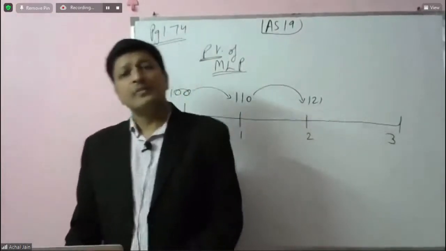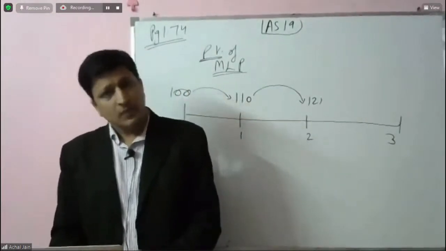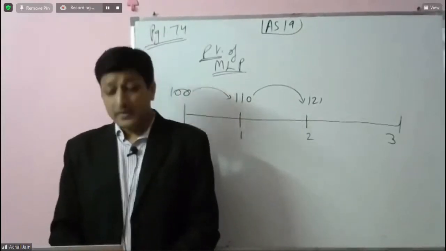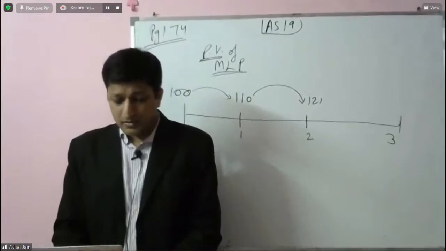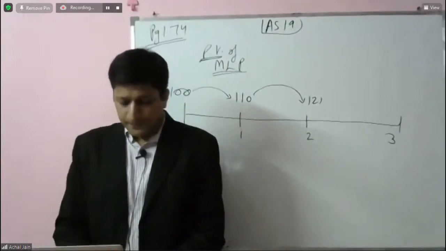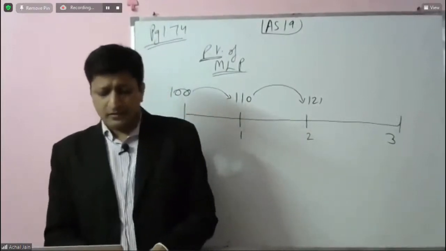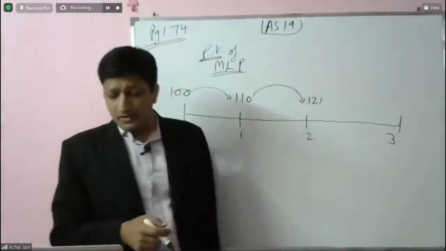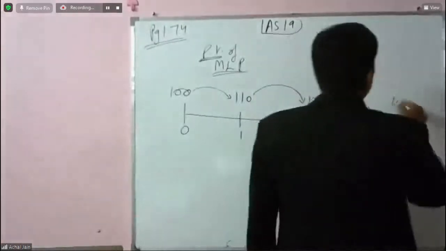He may get it from any party. Okay. Now, who can that party be? We don't need to get into this. Right? Now, after third year, what would it become? Again, 10% interest will be taken on this. So this will become 133.